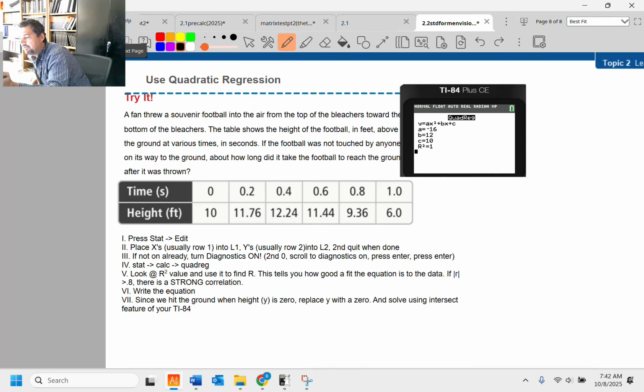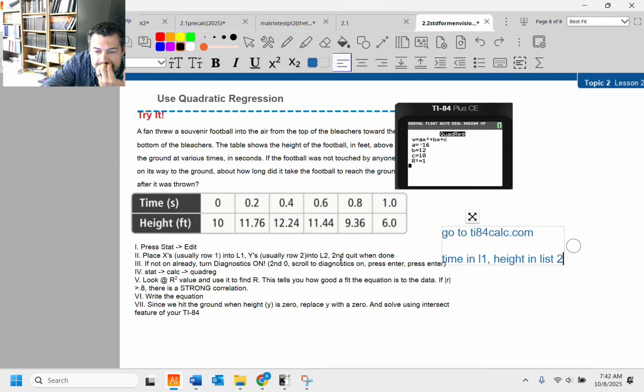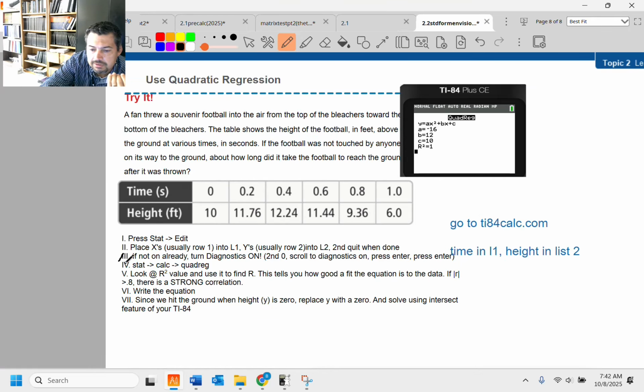There's another one here for you guys to do. I'm out of time, but we can do it real quick. And actually, why don't you at home go through the process of doing this problem? That's what I'm suggesting you do. Go to TI-84calc.com or whatever you've got, put the time in list 1 and the height in list 2, and go through the process that I just went through. And don't worry about this step. I'm not too worried about this one. Don't worry too much about 3.